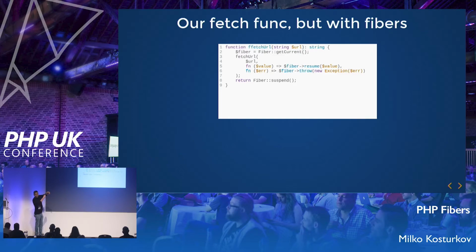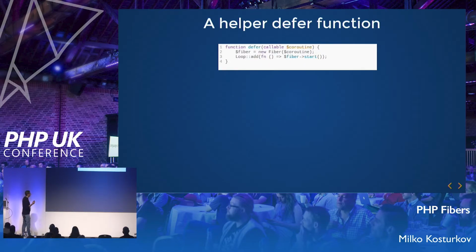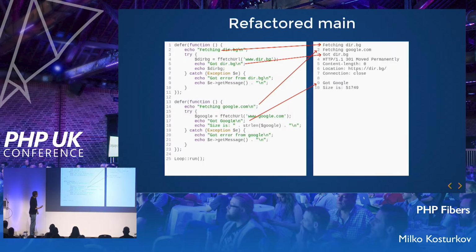This will put all of this hell on the loop. And then we're going to suspend the fiber. That's it. And now we're going to add a little helper function. Let's call it defer. This is just going to get a callable, create a fiber, and then add a callback on the loop to start the fiber. So basically this says, execute this at some point in time, somewhere, sometime. And now if we refactor, this is how our code is going to look. And if you notice, there are no callbacks.